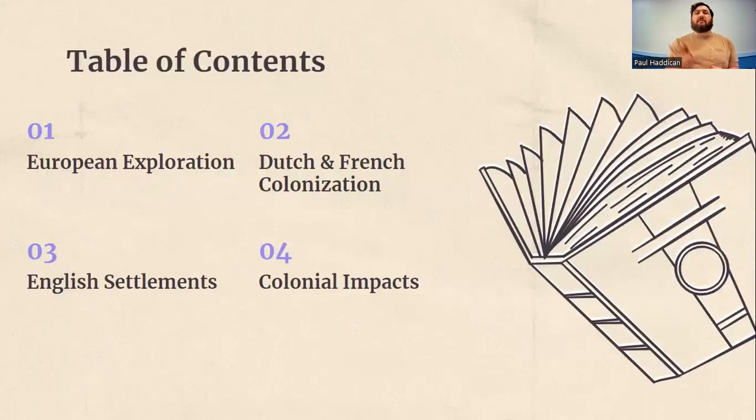We're going to be covering 4 topics. European exploration, so we're just going to slightly, quickly recap the exploration map from last lecture. Then we're going to take a look at each of the countries here. Section 2, Dutch and French colonization, section 3, English settlements, and then finally taking a look at colonial impacts. So let's go ahead and get started.